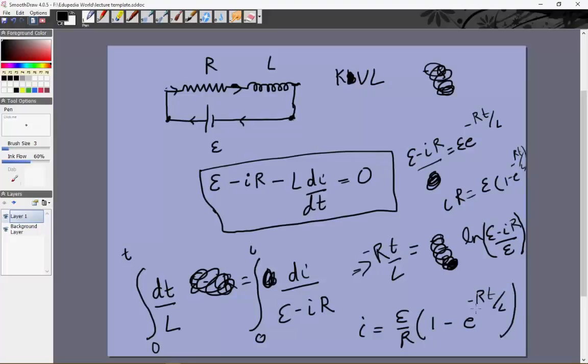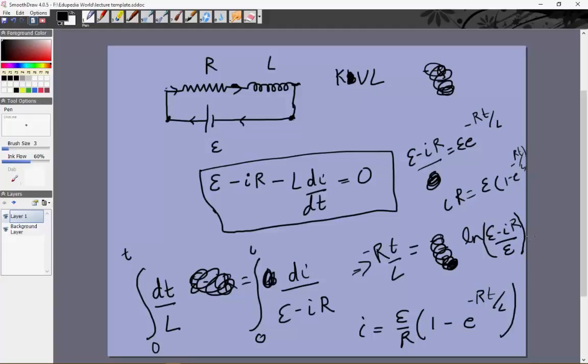At t is equal to 0, this particular value will be equal to 1 and the current will be 0. And that makes sense. Initially there is no current. Unless you just put a resistor, as long as you put some other thing, the current will increase finitely instead of being an infinite amount of current in a small time. Right, so initially the current is 0.